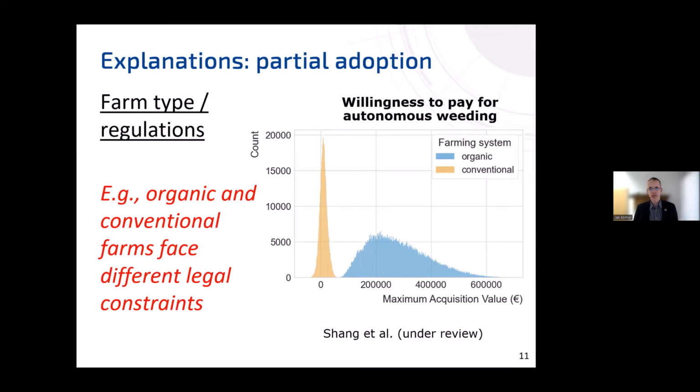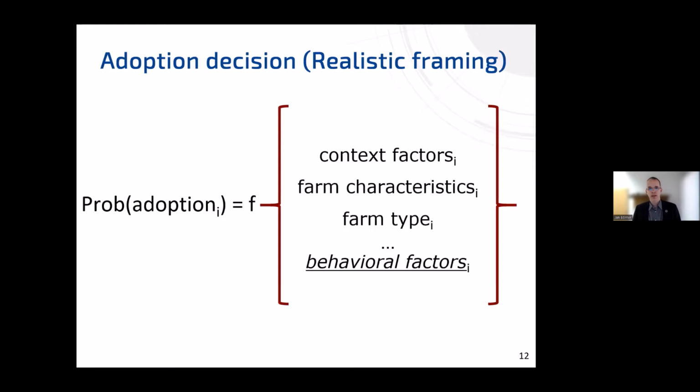So it seems as if we would have to move from our simple profitability framing towards somewhat more complicated framing. And perhaps this one, even though it looks a bit more complicated, is a more realistic framing. So we could think of adoption being a probability that depends on various factors or predictors. If you think of this as a regression equation, it could be context factors that are valid for a certain farm i in a certain region. It could be farm characteristics of that farm, the specific type of the farm, and that's the next part of my talk. It could be behavioral factors.